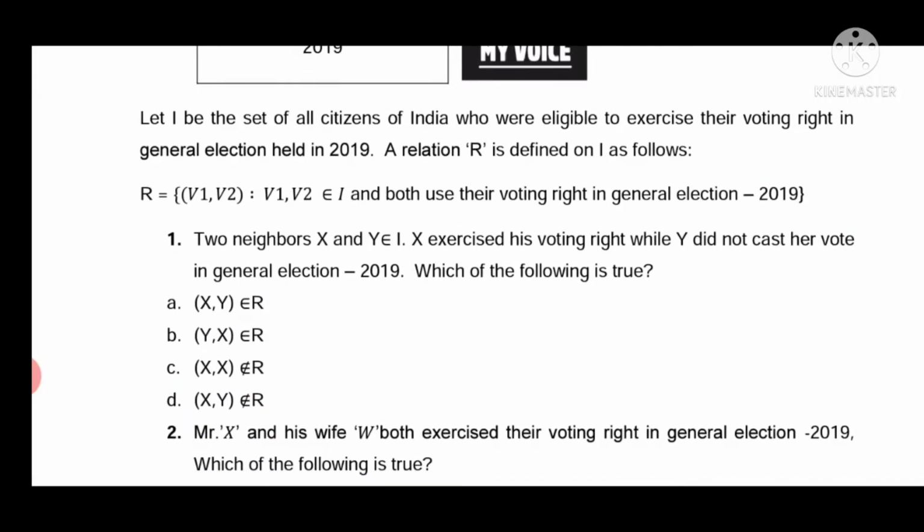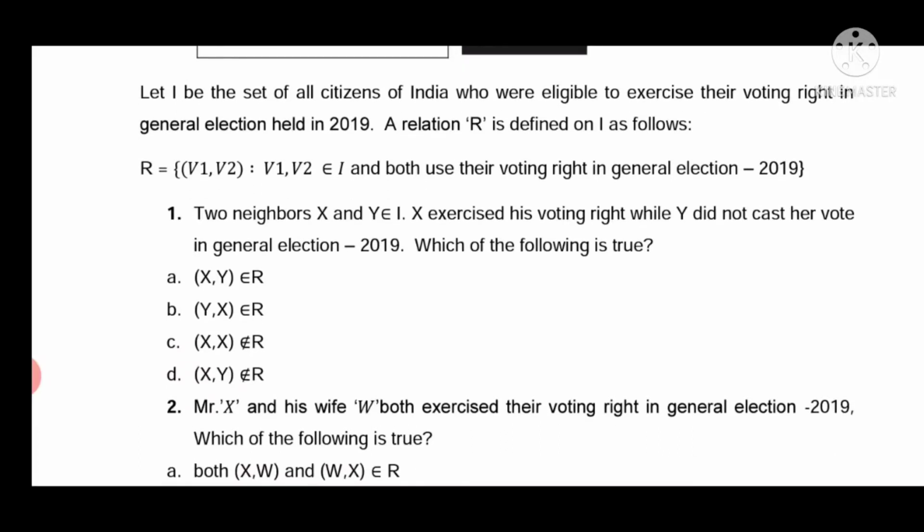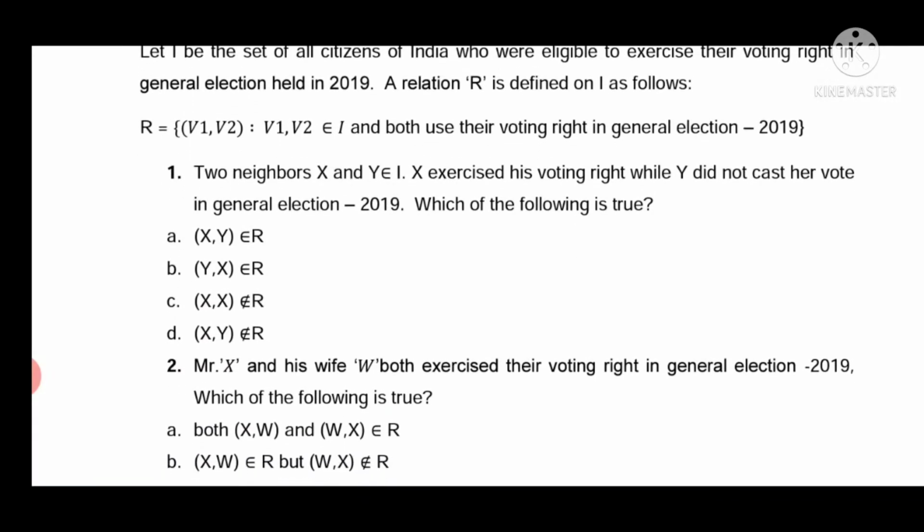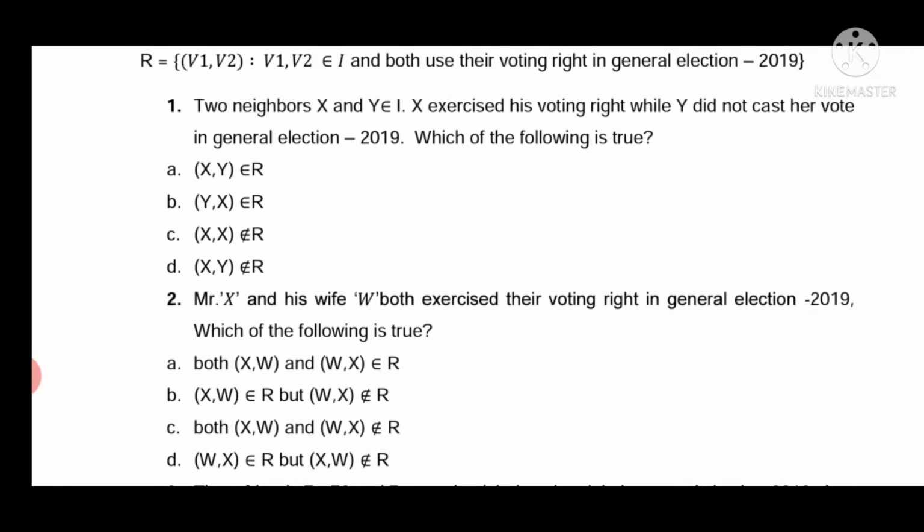Next is, Mr. X and his wife W both exercised their voting right in general election 2019. Which of the following is true? Here we can say A is the correct answer, because here both (X, W) and (W, X) belong to R.